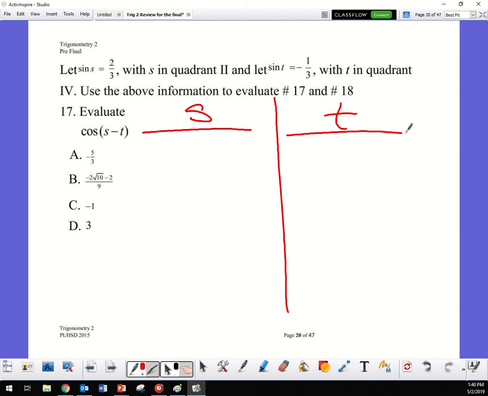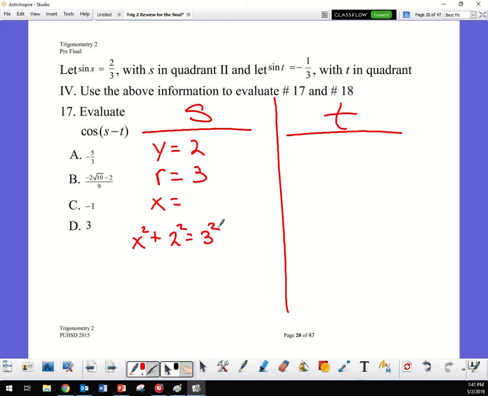What does sine represent? Y over R. So my Y is 2 and R is 3. And my X, rad 13? I've got to use the Pythagorean Theorem to find it. So X squared plus Y, which is 2 squared, equals 3 squared.